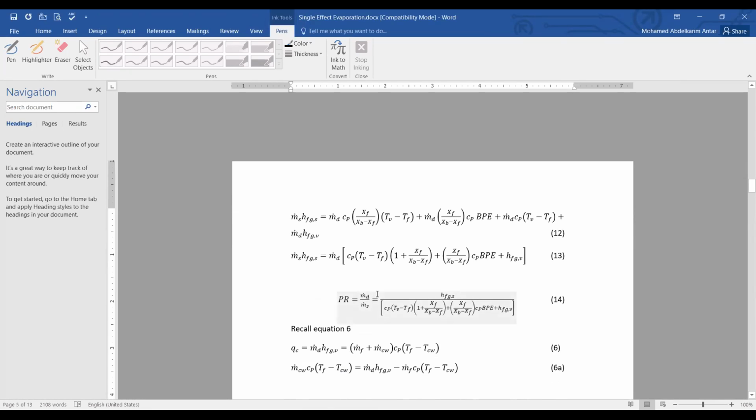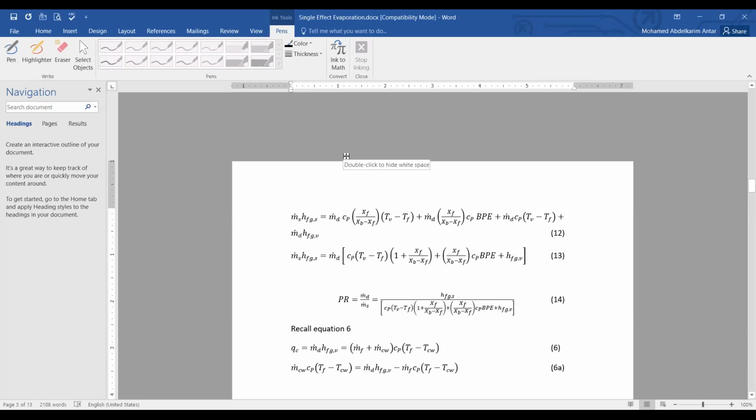He wants to bring the PR as a function of the rest of the parameters. He wanted a closed-form expression for the PR. Do we need that in our analysis? As I mentioned, the answer is no. We will not need it. You don't have to do it.